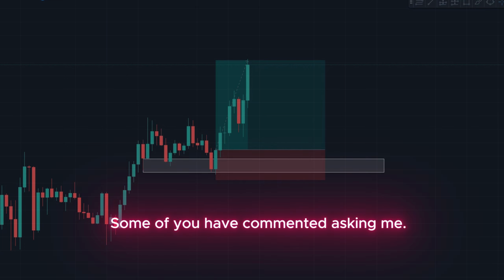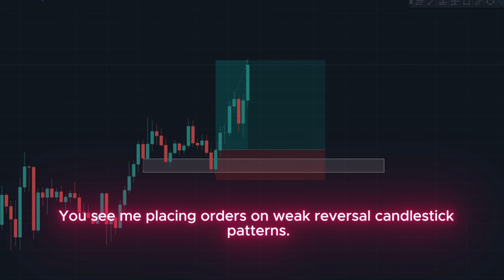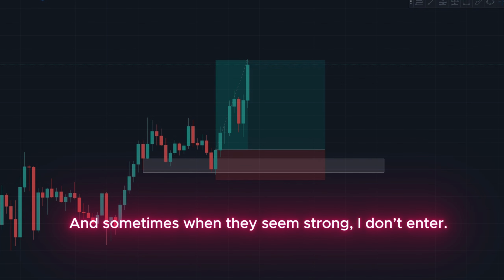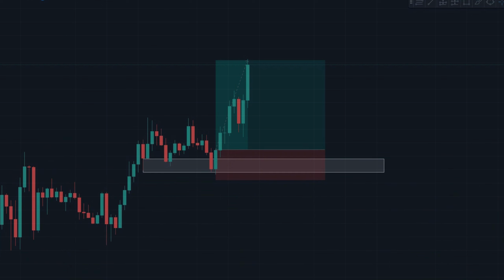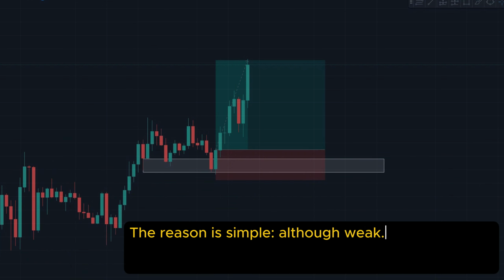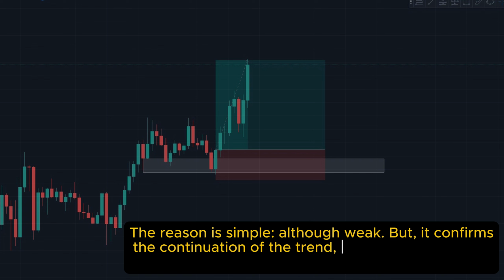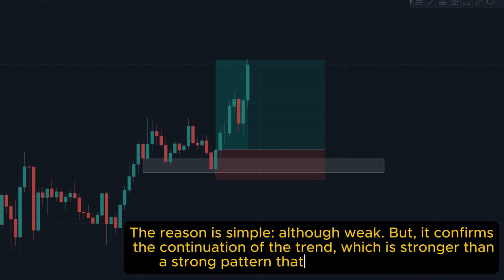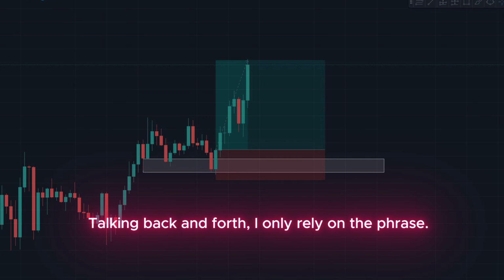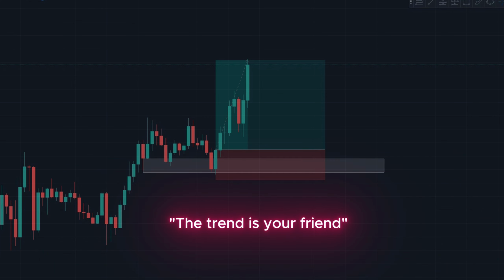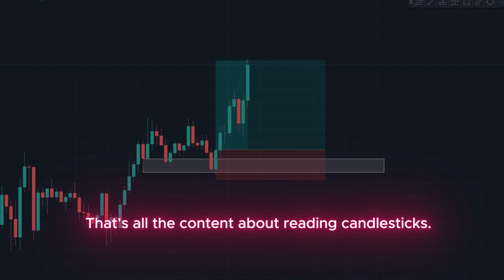Some of you have commented asking me, sometimes you see me placing orders on weak reversal candlestick patterns, and sometimes when they seem strong, I don't enter. The reason is simple, although weak, but it confirms the continuation of the trend, which is stronger than a strong pattern that goes against the trend. Talking back and forth, I only rely on the phrase, "The trend is your friend." That's all the content about reading candlesticks.